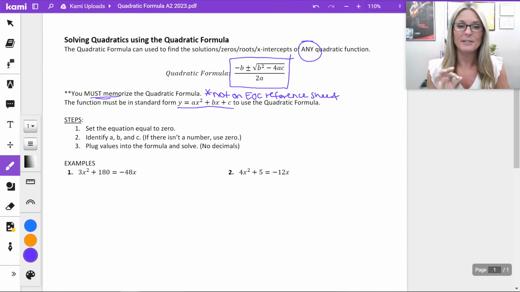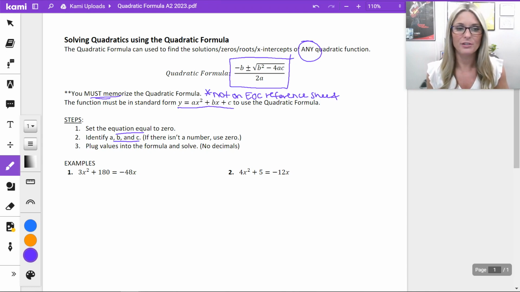So here's some steps. If it's not already written in standard form, make sure that you do that and set our equation equal to 0. Then we'll identify those a, b, and c values. If there isn't a number or a term there, we'll use 0, and we'll plug those values into the formula and solve. We just reviewed how to simplify radicals, so we are not leaving our answers in decimal form. Instead, we are leaving them in simplified radical form.